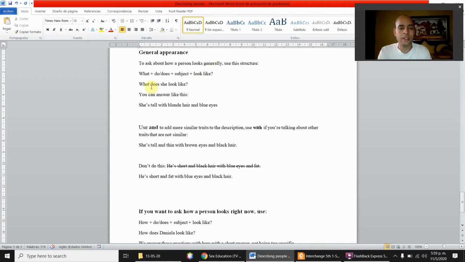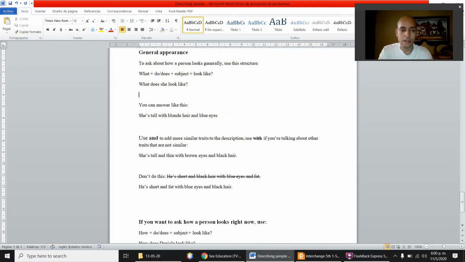General appearance. To ask about how a person looks generally, pay attention to this generally. You use this structure. What does plus subject plus look like? For example, what does she look like? You can answer like this. She's tall with blonde hair and blue eyes.